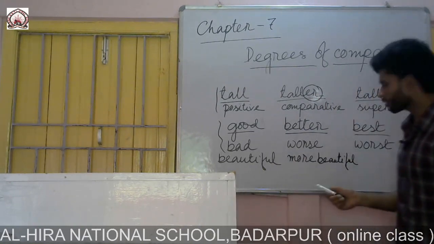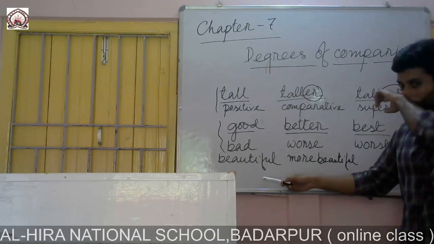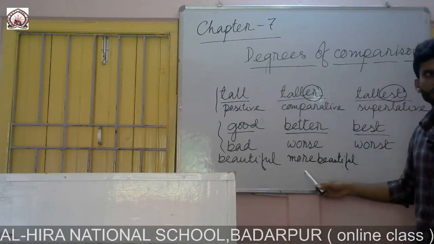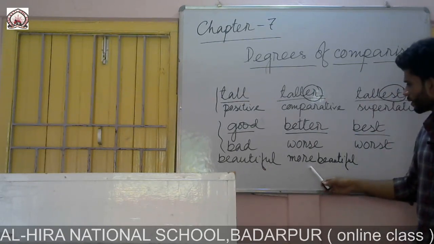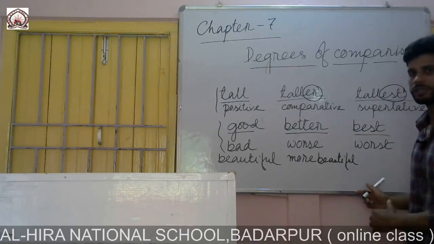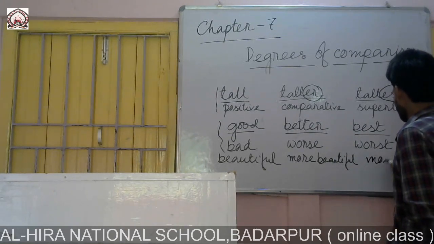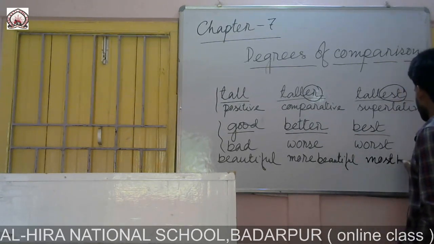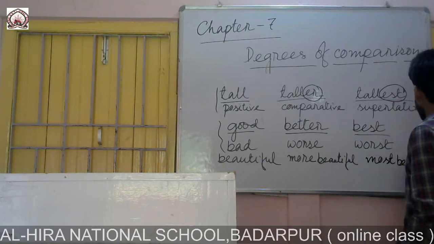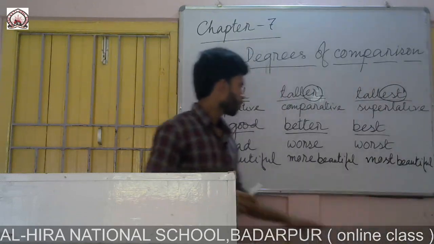So as you can see, beautiful is the base word, or the positive degree, and comparative is more beautiful. And what will be the superlative degree? Most beautiful. This is the superlative degree.